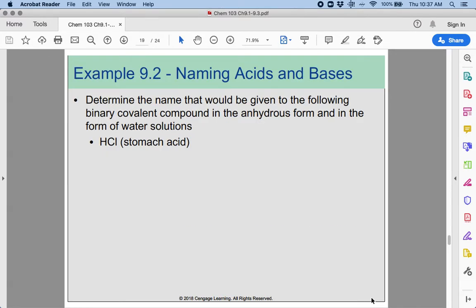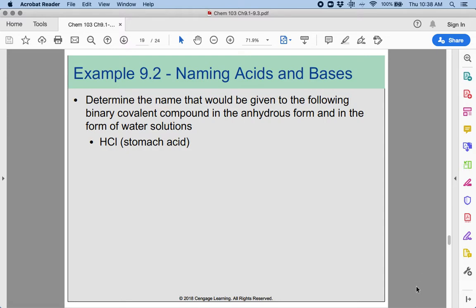Your homework will also be a really good practice for this. So first, let's try a really simple one. This is very similar to the example we did with the HI. So I would like you to go ahead and name HCl, the compound, the acid. We're talking about HCl aqueous. This is what your digestive juices are.